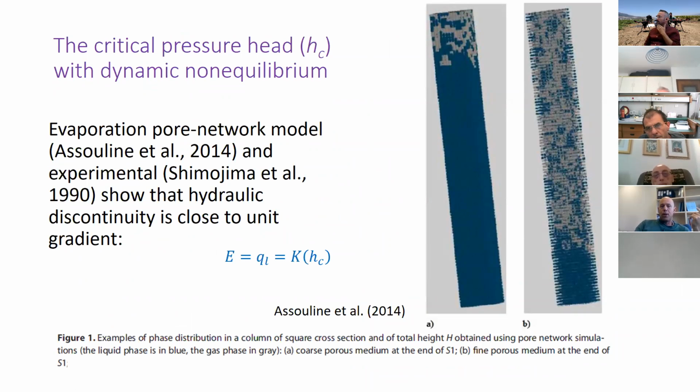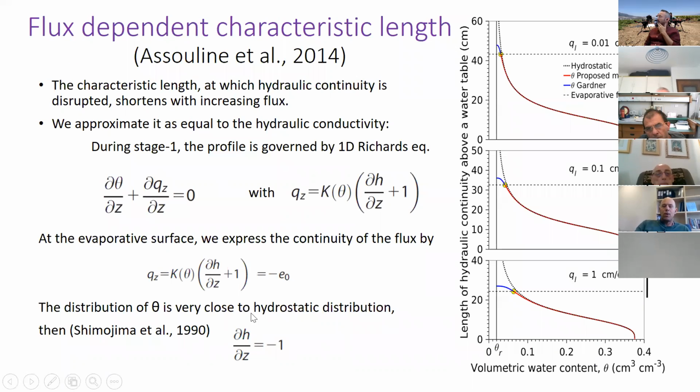Later work with pore network modeling and some experimental work from the 90s showed that the disconnect actually happens at very close to a unit or a minus unit gradient of flow. Okay, so let's look here.